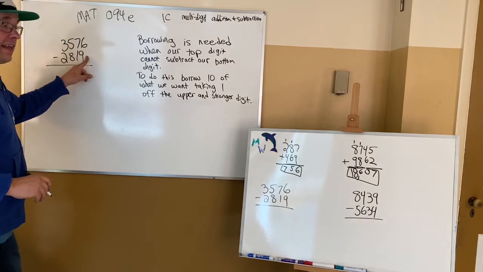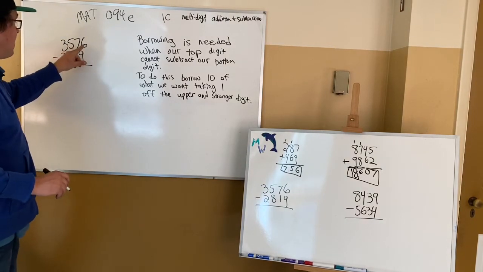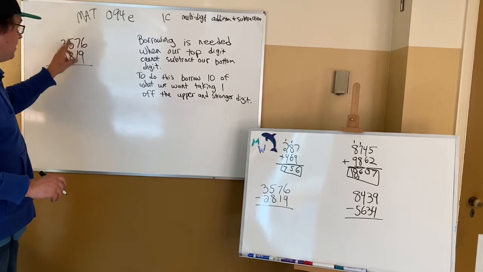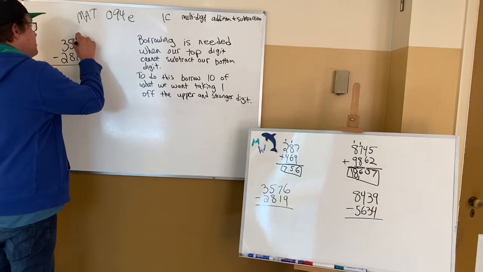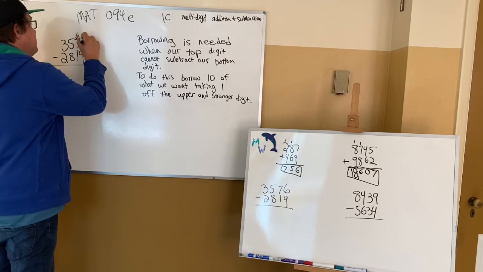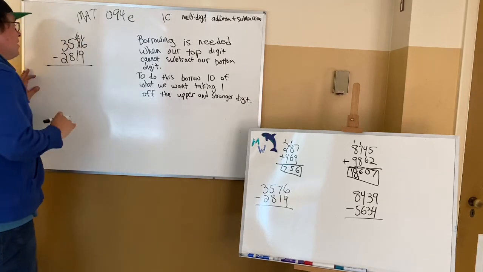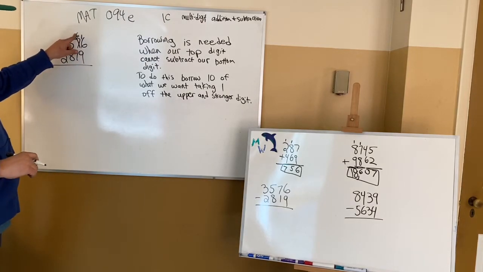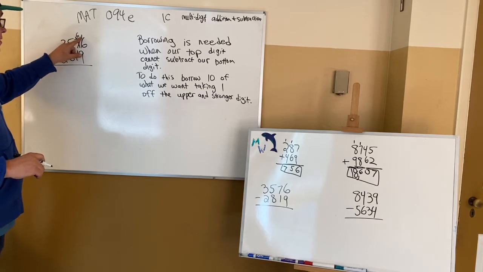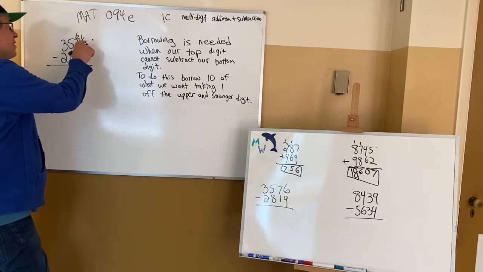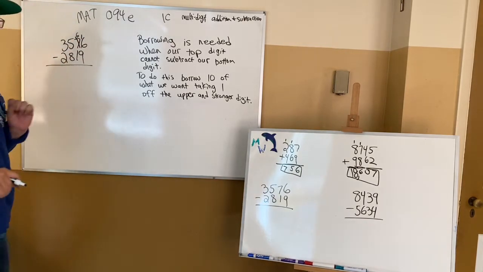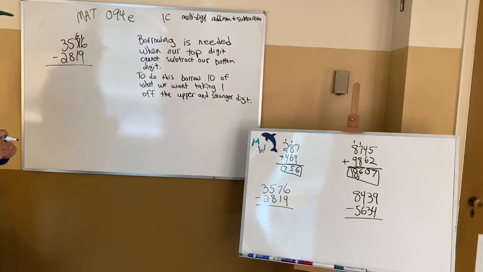6 minus 9 cannot happen. What we have is 76 minus 19, but maybe we'll view it as 76 minus 9. Let's turn our 76 into 66: 60, and 10 from the 70, so that's 60 and 16. There's our old 76. This has now become 16. 16 minus 9 is possible.